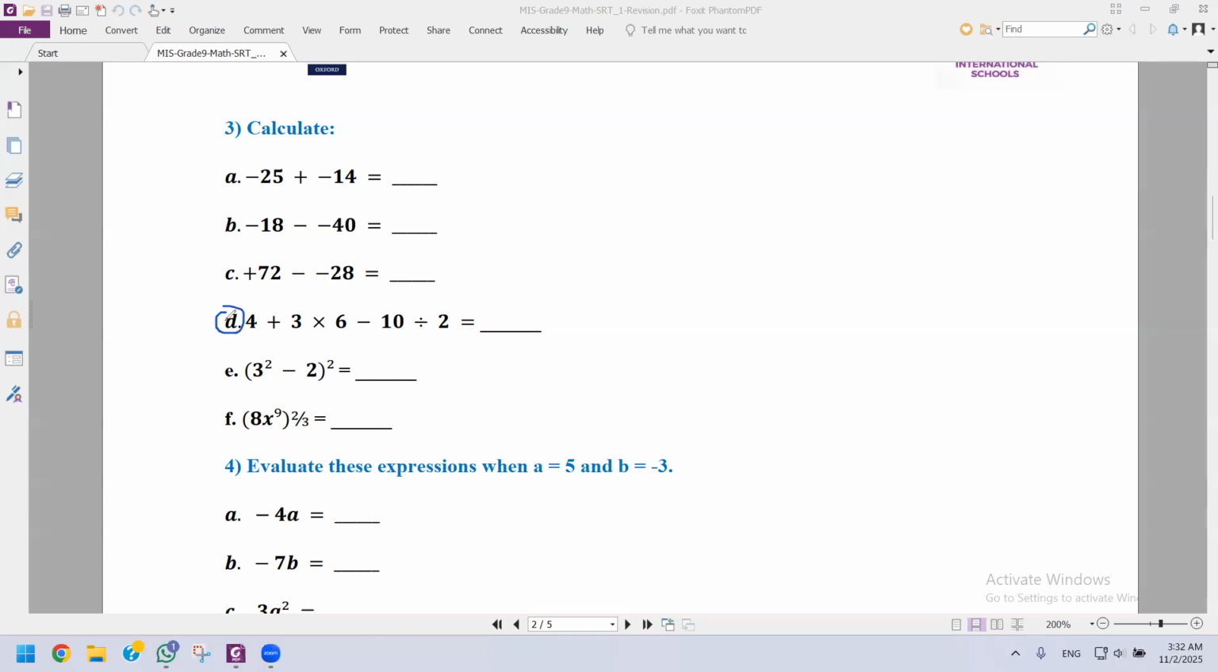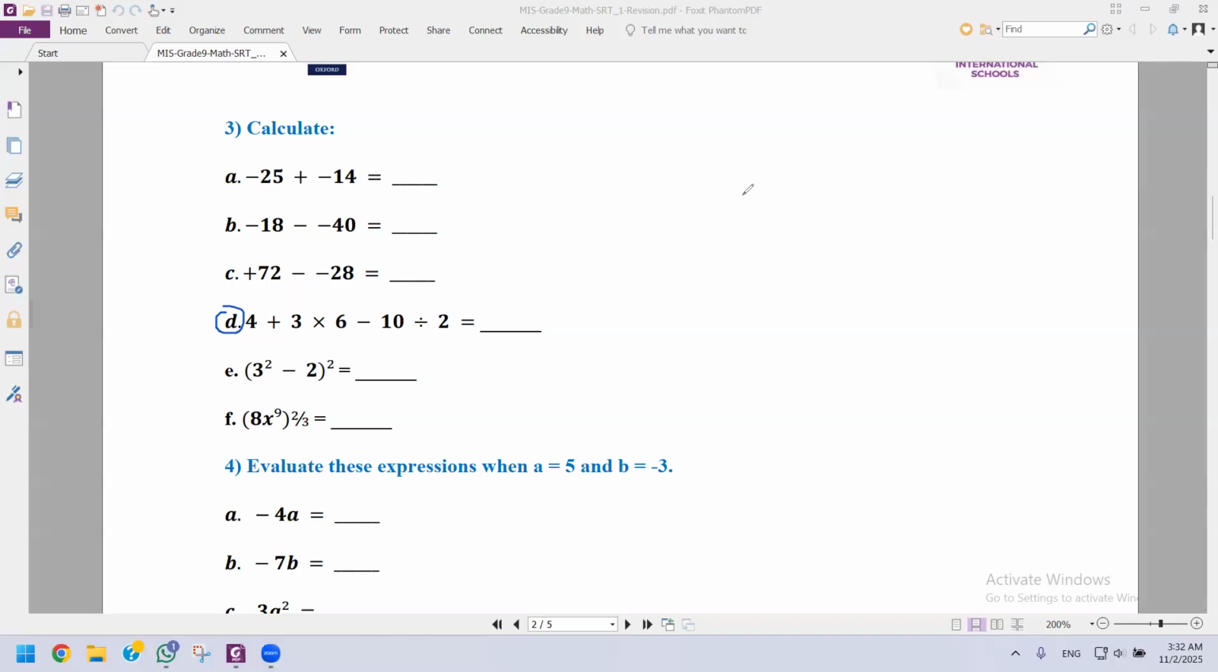Now part D is something different. I have 4 plus 3 times 6 minus 10 divided by 2. Now some students will do like this. They say 4 plus 3, 7. Then 7 times 6, okay. We tell them stop, this is wrong.